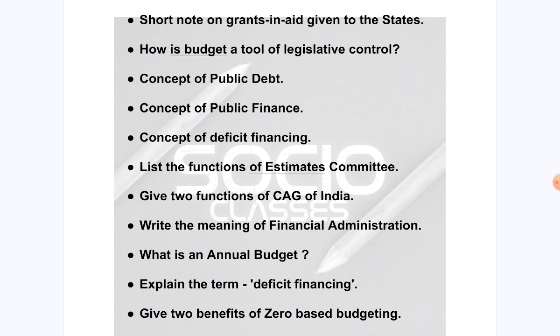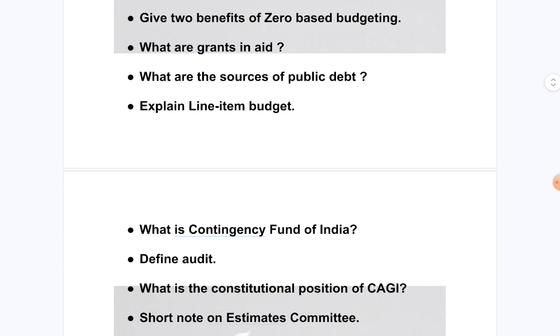Write the meaning of financial administration. What is an annual budget? Explain the term deficit financing. Give 2 benefits of zero-based budgeting. What are grants and aid? What are the sources of public debt? Explain line item budget. What is contingency fund of India? Define audit. What is the constitutional position of CAG of India?